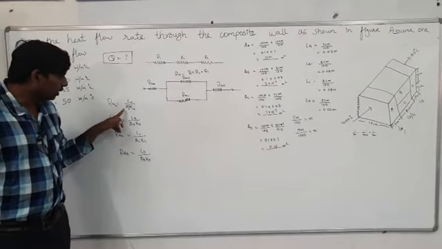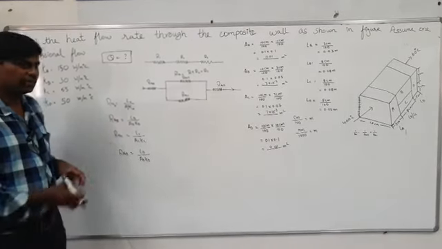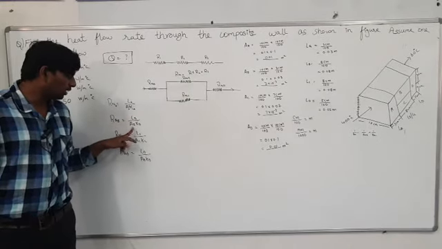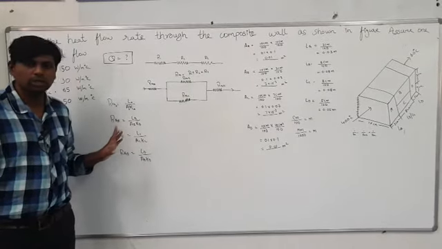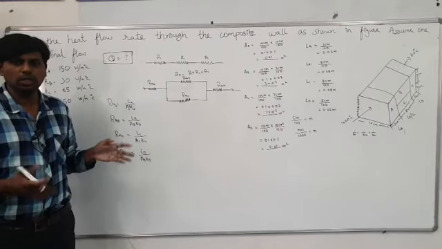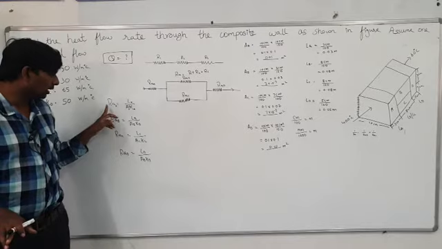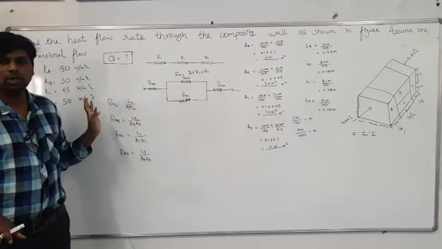Why am I considering A here? Because area is given in this problem. Here also area is given, here also, here also. If area is not given, you can assume it as 1. But here area is given. That's why I took RTH as L by KA, from the derivation.